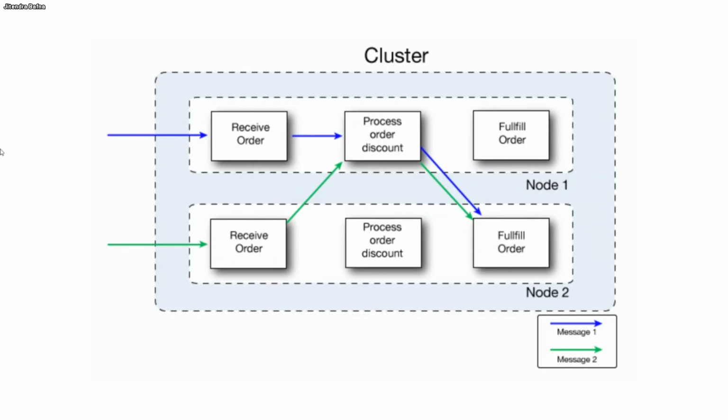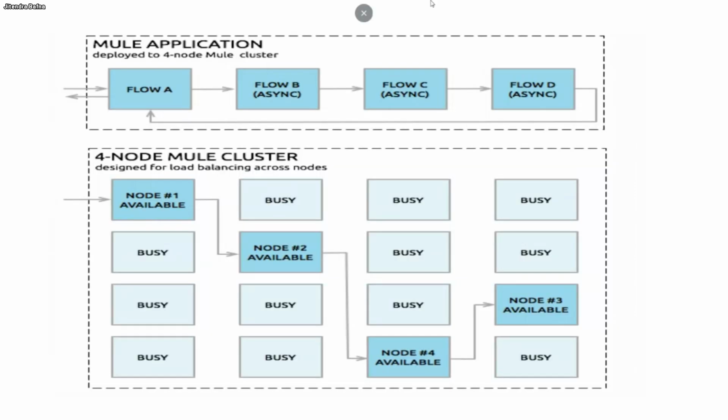So you can use the VM queue to distribute the load across multiple nodes, or if you want to process the same message across multiple nodes. That is where we have to follow that architecture. Yeah, this is one of the good examples.